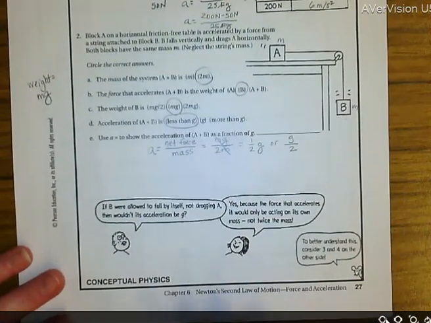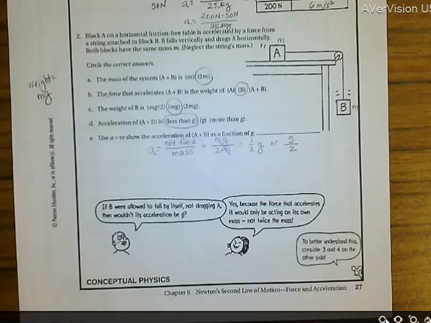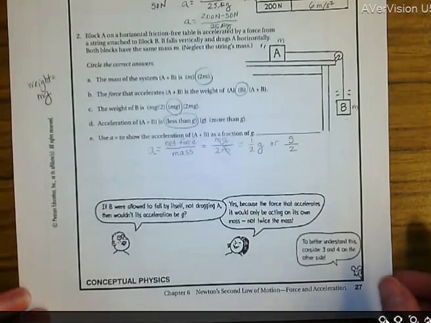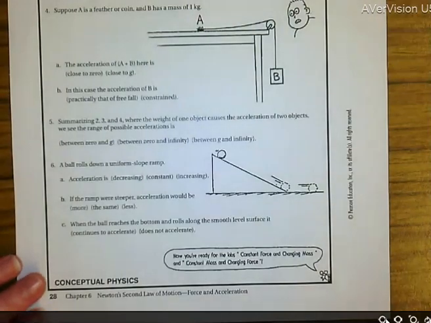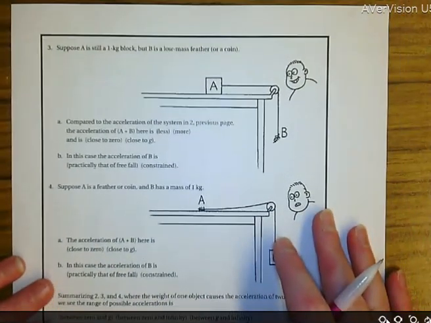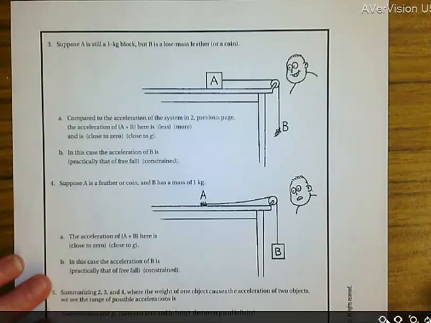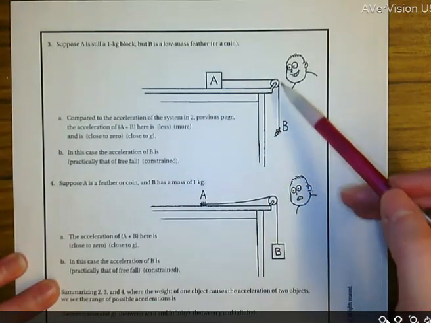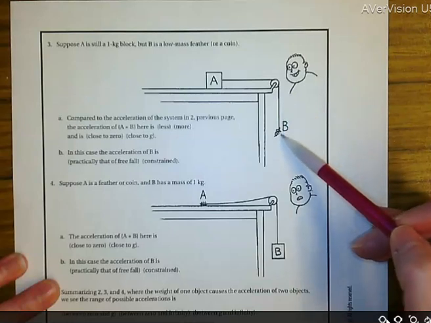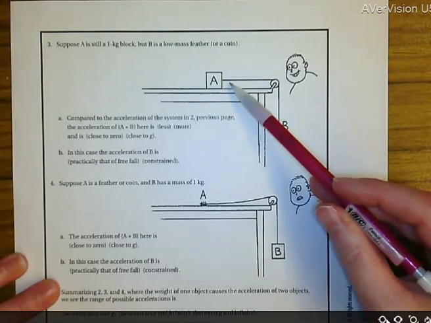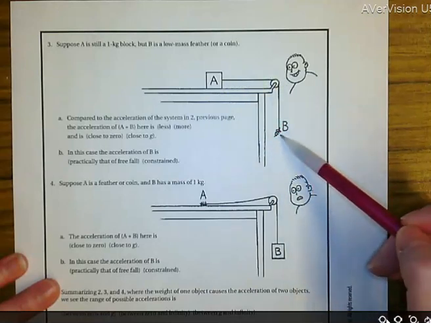So down here it says, if B were allowed to fall by itself, not dragging A, then wouldn't its acceleration be g? Yes, because the force that accelerates it would only be acting on its own mass, not twice the mass. And it says to better understand this, consider 3 and 4 on the other side. So we're going to look at this a little bit more. So here's number 3. Suppose A is still a 1 kilogram block, but B is a low mass feather or coin. So what we're trying to do is accelerate A with a feather.